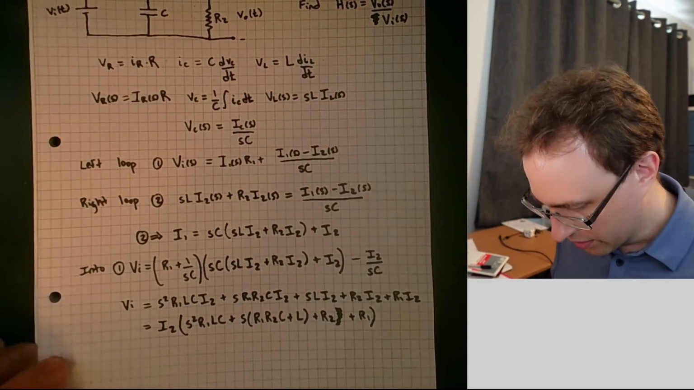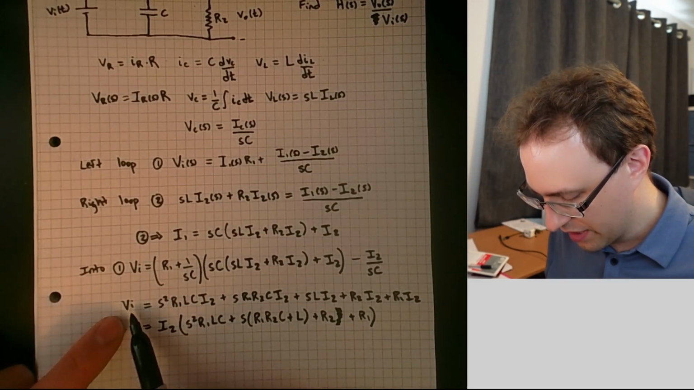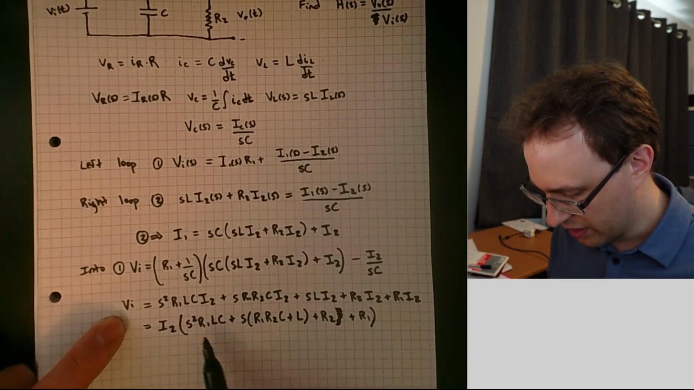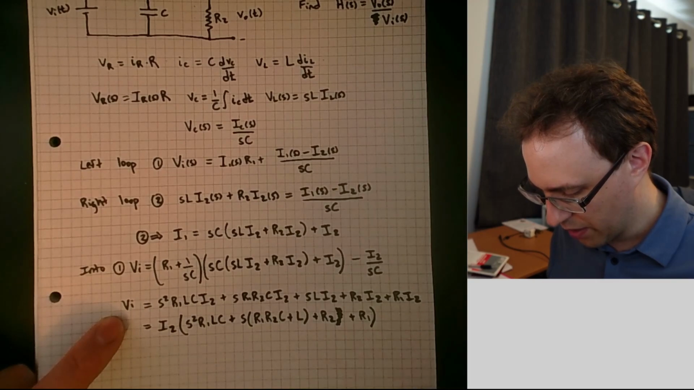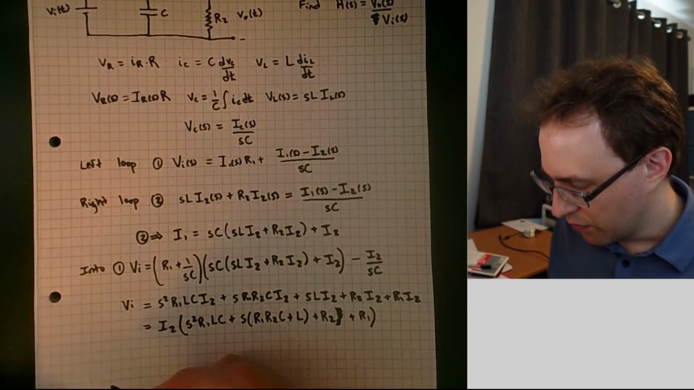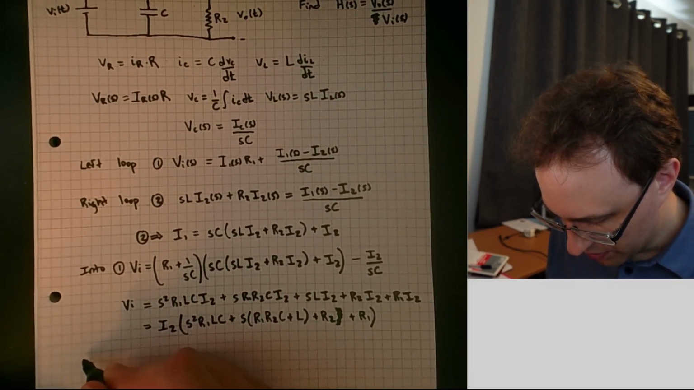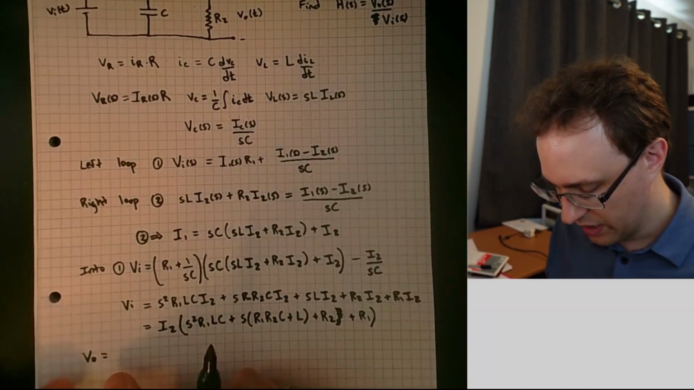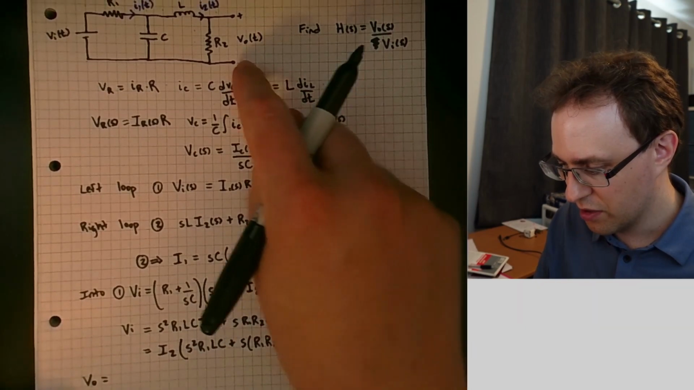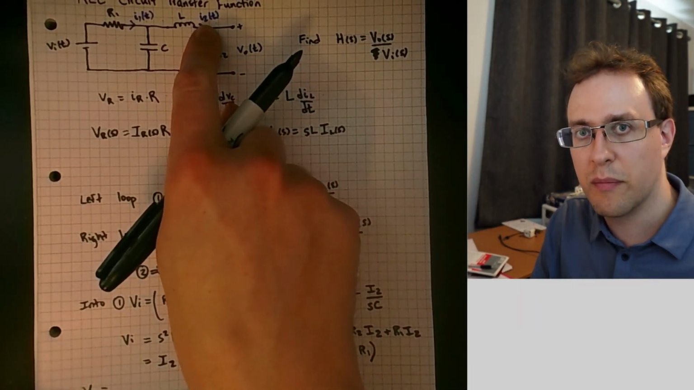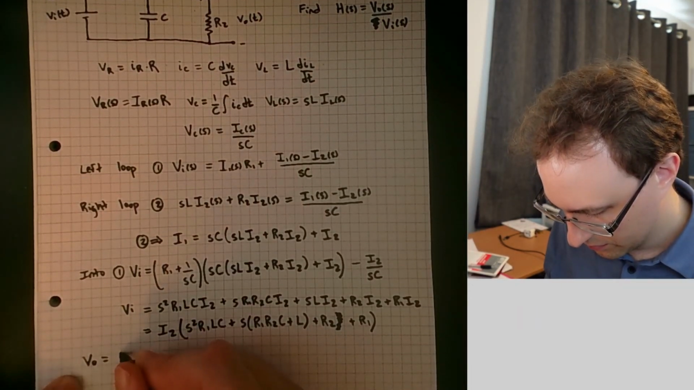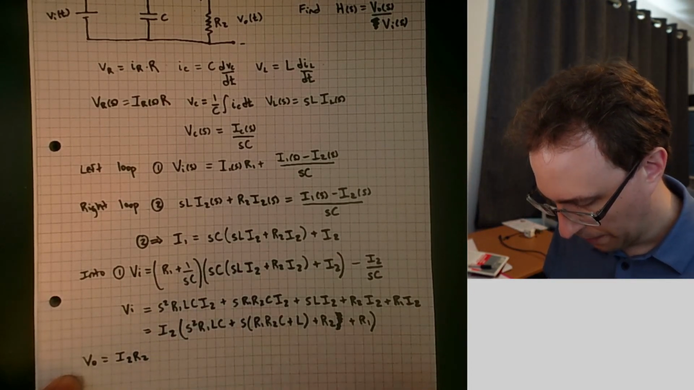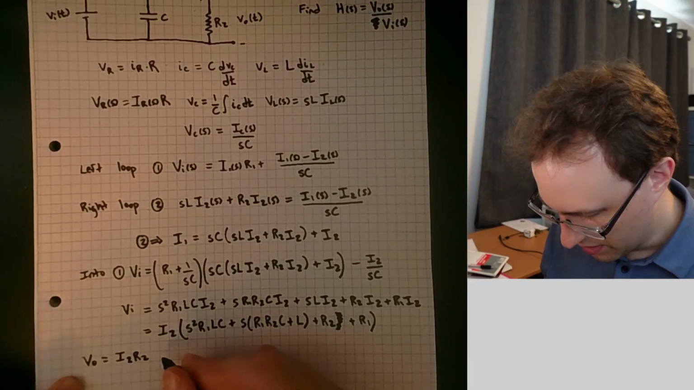There we go. Now we're getting close to the end. We have this expression for VI in terms of I2, and then all of our passive elements and powers of S. If we want to write the output voltage VO, we do note that VO in the Laplace domain is just going to be equal to R2 times I2.